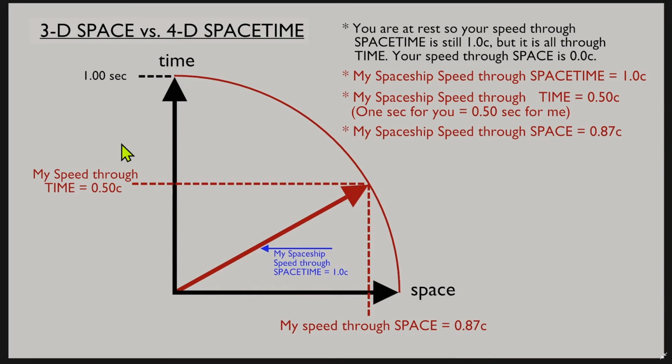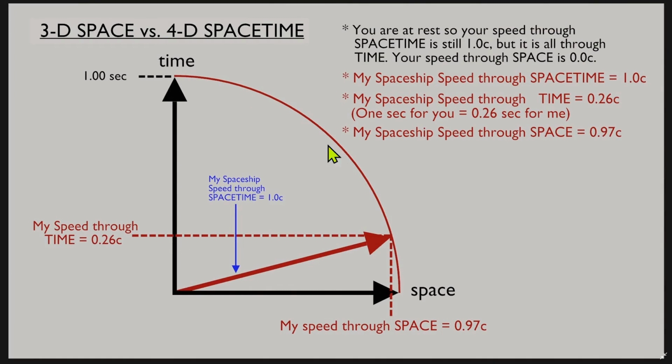Again, now I'm going 87% the speed of light. The components of my vector and for my spaceship in space-time still show the speed of light fully. However, my space component is 87% the speed of light, and I'm only moving through time at half the speed of light now. So that means 1 second on your watch is a half a second on mine, or 1 second on my watch is 2 seconds on yours, or 1 year on my clock would be 2 years on yours.